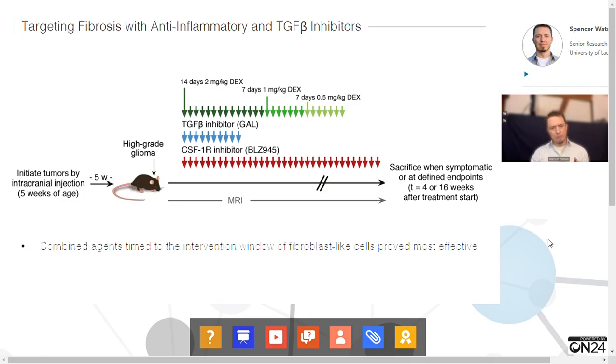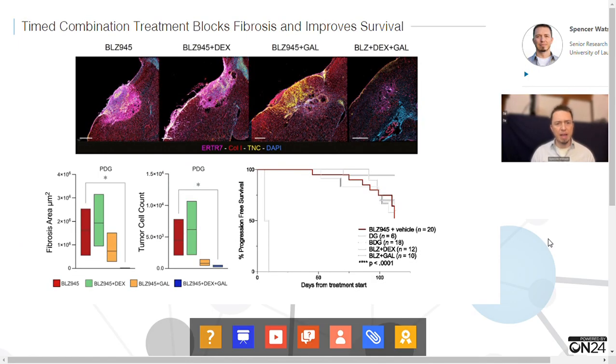So now looking at just 14 days to do some validation work on this, you can see example images up the top, and at the bottom left, you can see a quantification of the amount of fibrosis. So we see that when we add dexamethasone to PLX, this doesn't do anything on its own. This combination isn't sufficient to block fibrosis. When we add galunisertib, we do get some change, but it's not significant. We do still have fibrosis remaining. But when we add all 3 agents together, we almost completely eliminate fibrosis following treatment.